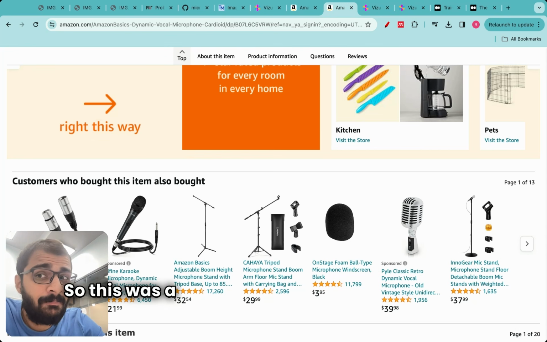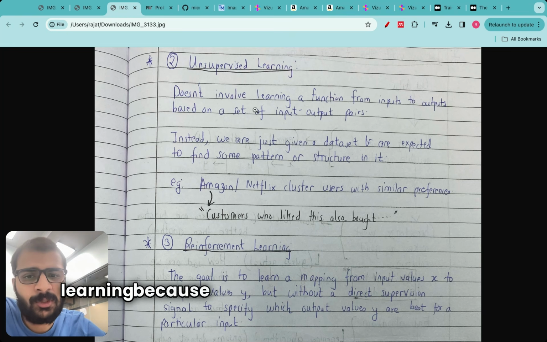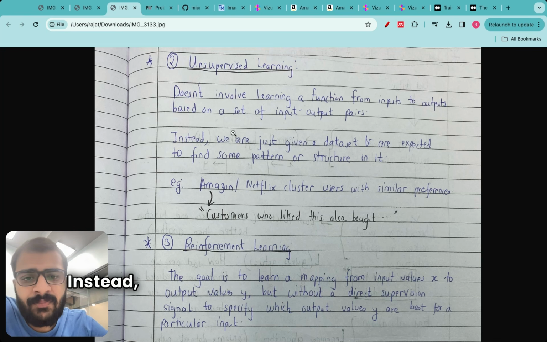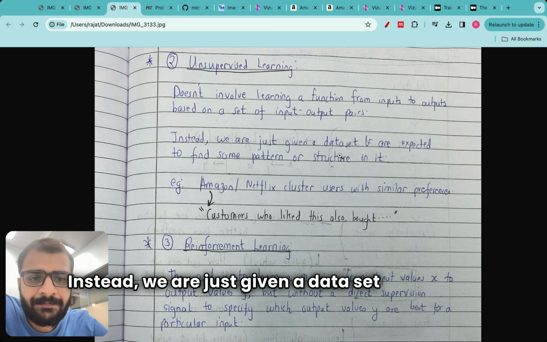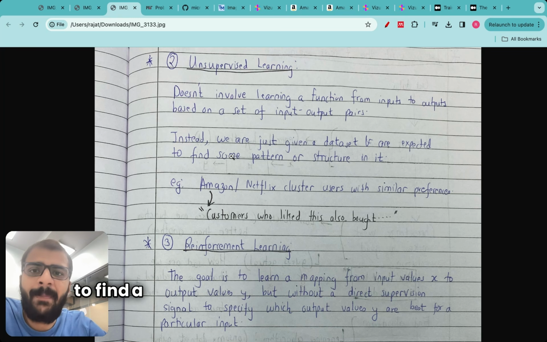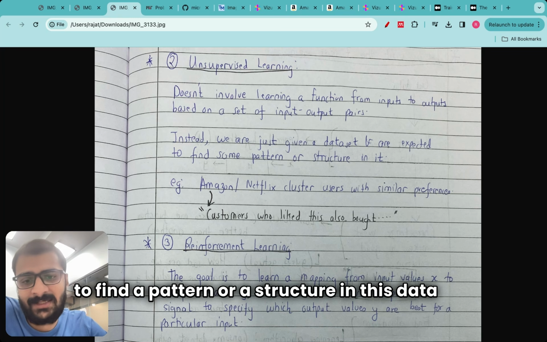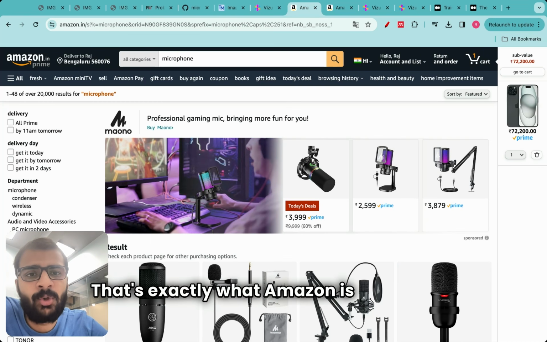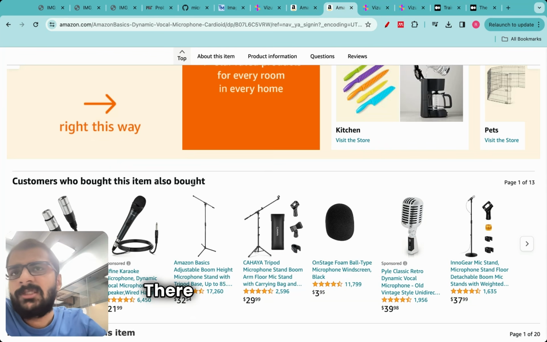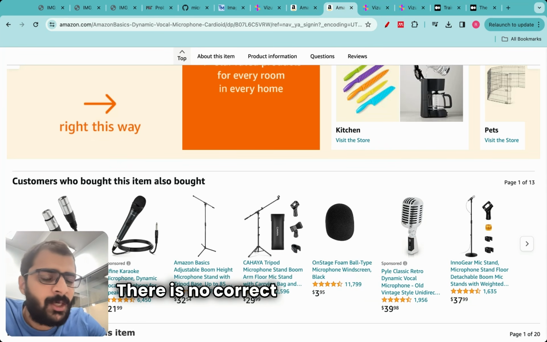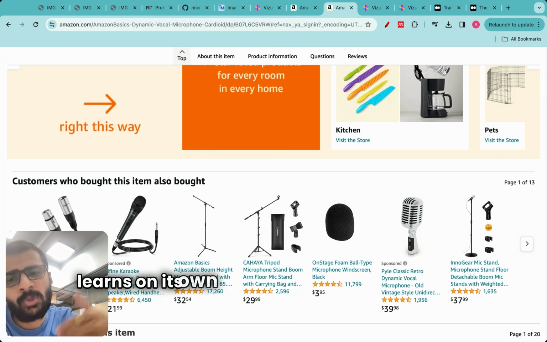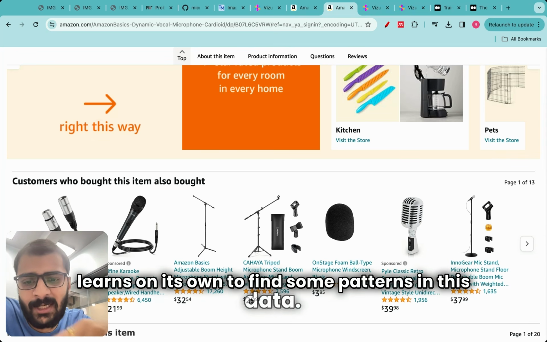So this was a beautiful example of unsupervised learning because it clearly follows this definition. There are no input output pairs here. Instead, we are just given a data set and we are expected to find a pattern or a structure in this data set. That's exactly what Amazon is doing here. There are no input output pairs, there is no correct or wrong answer. It just collects a huge amount of data and then it learns on its own to find some patterns in this data.